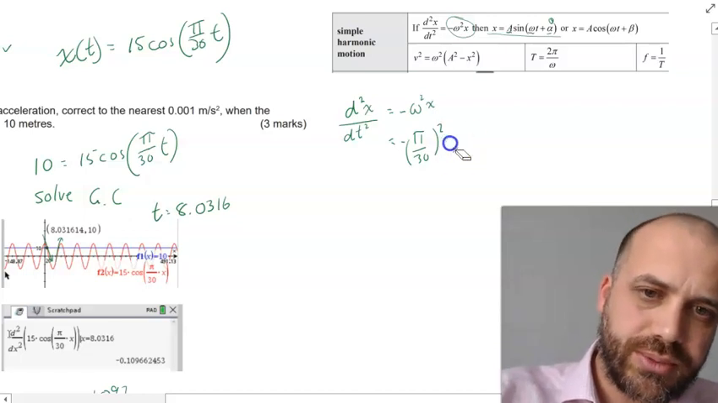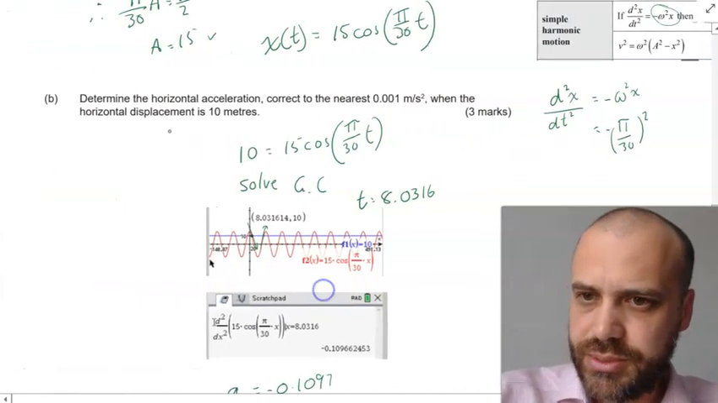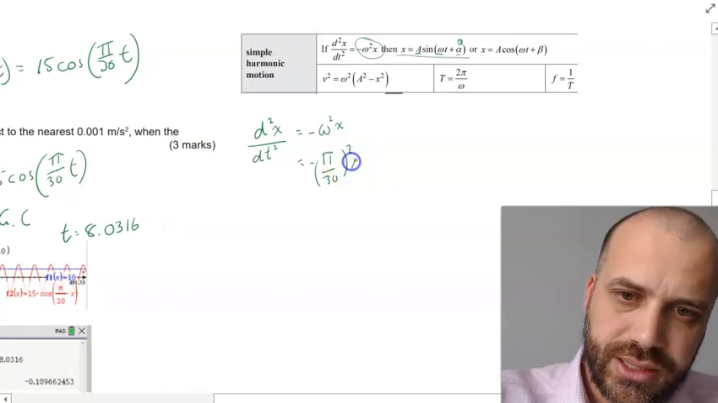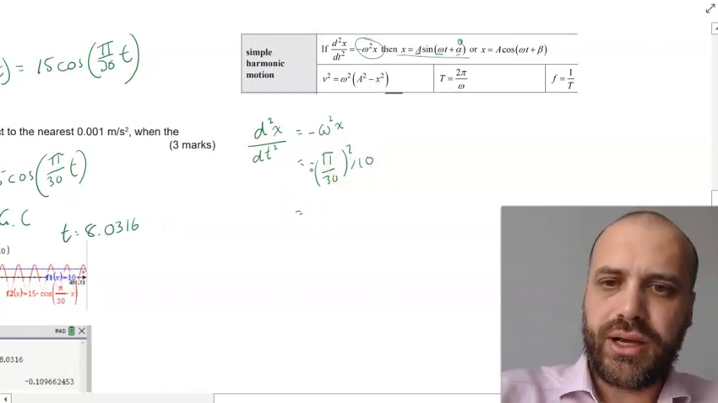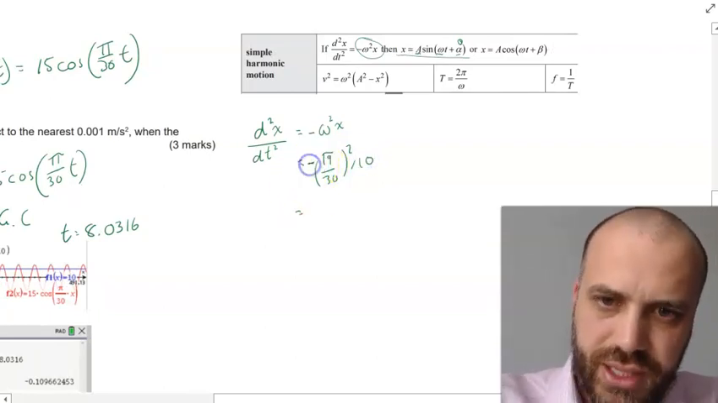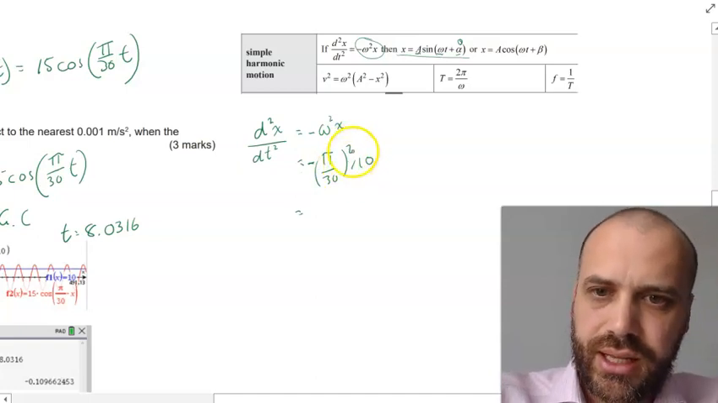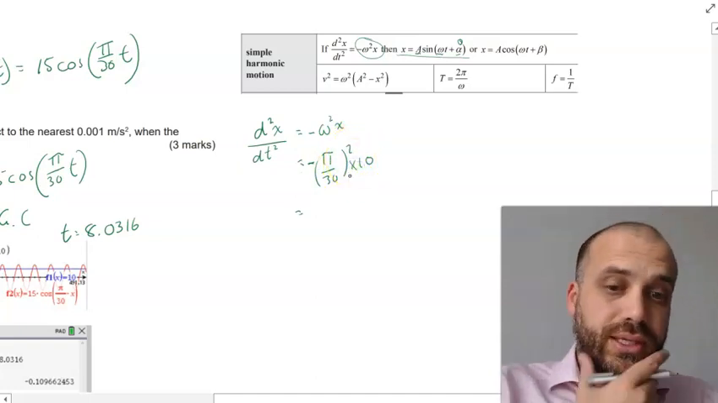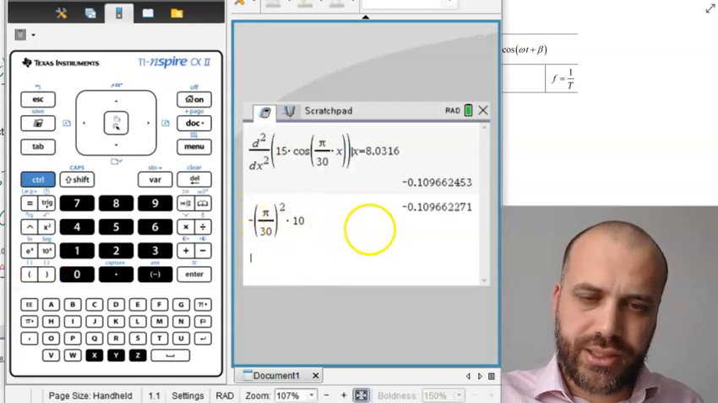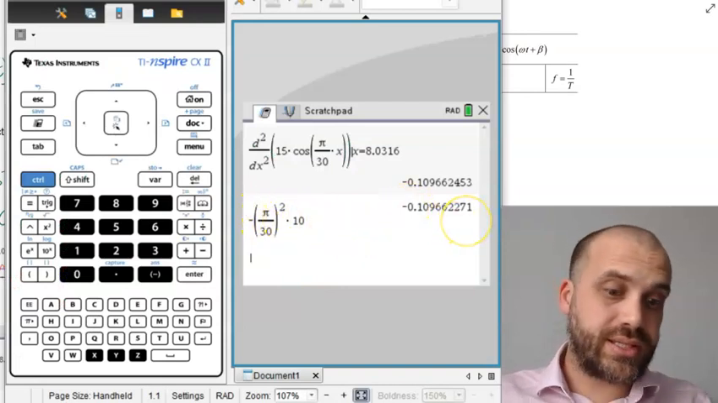But we know the displacement, right? We were told the displacement, horizontal displacement, is 10 meters. Alright, and so we're going to have this negative here, we're going to square that, and then we're going to multiply it by 10. So, not exactly surprising here, we get this answer here.